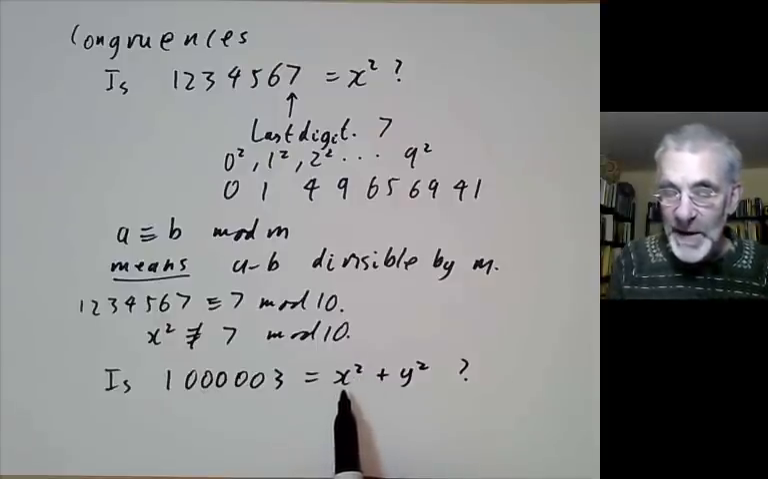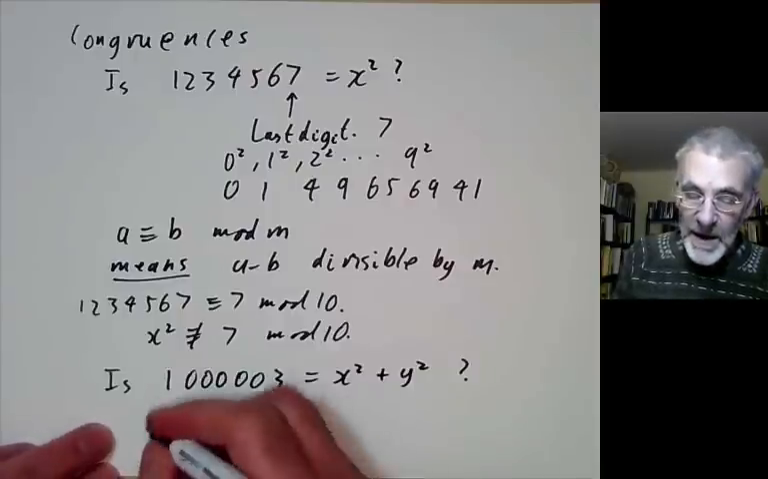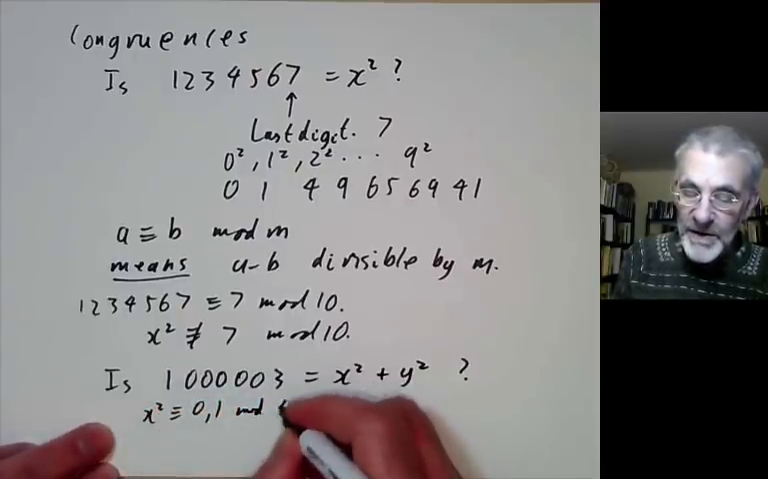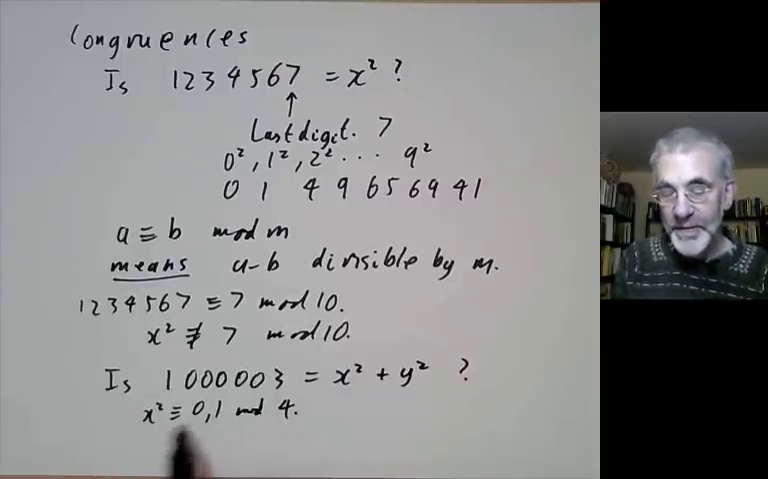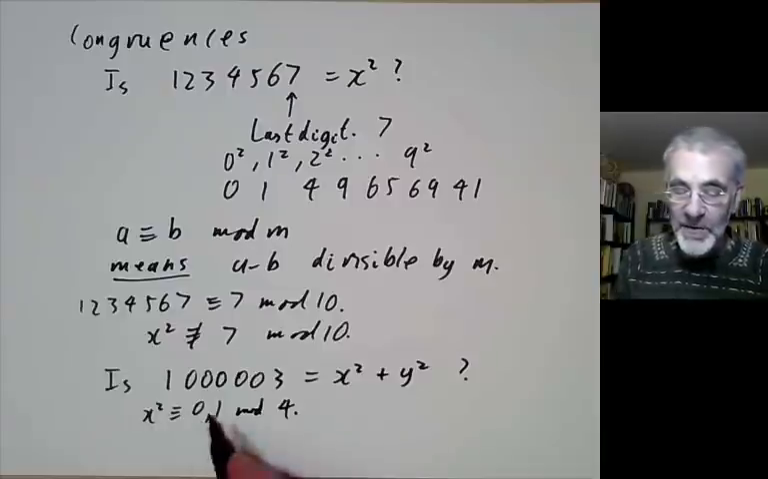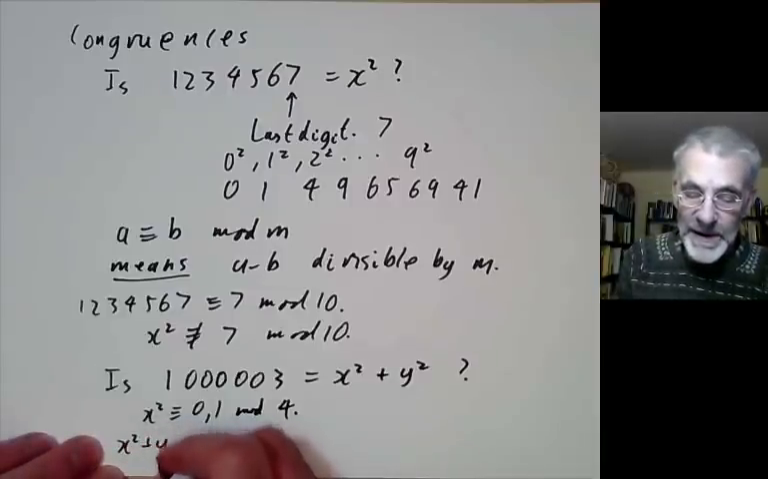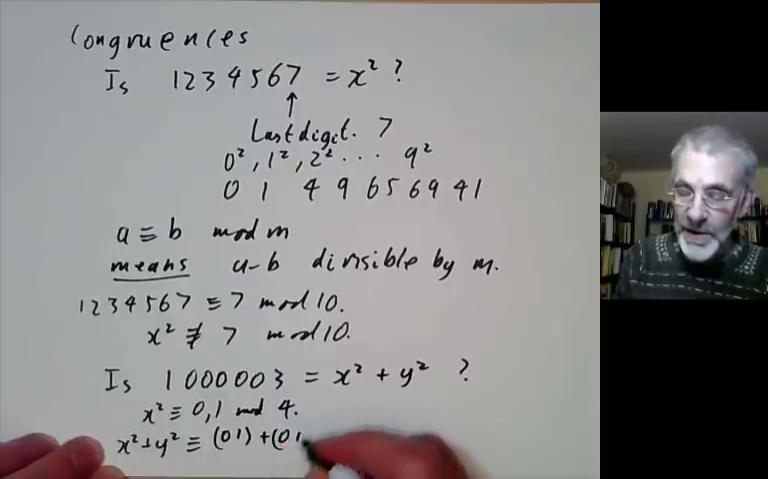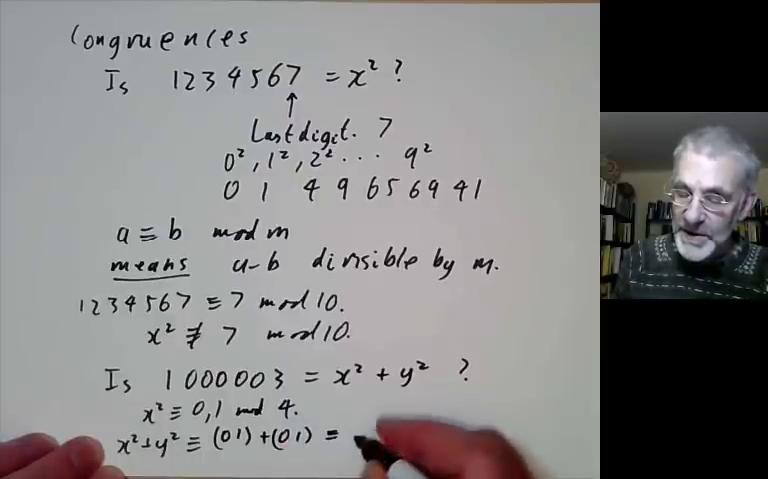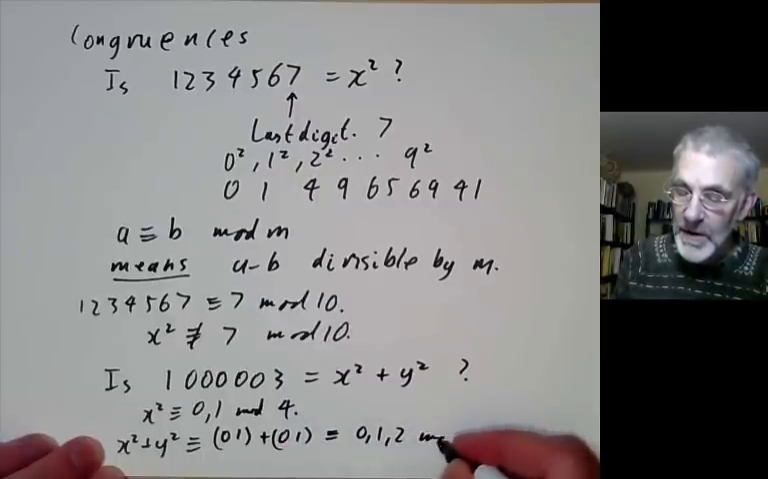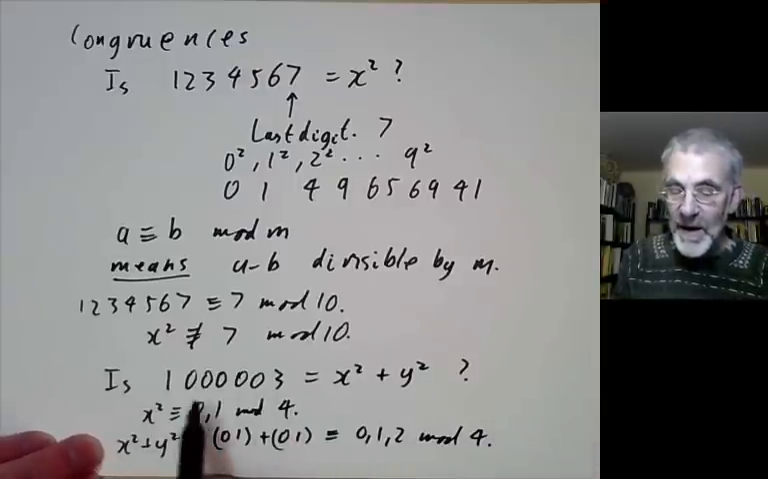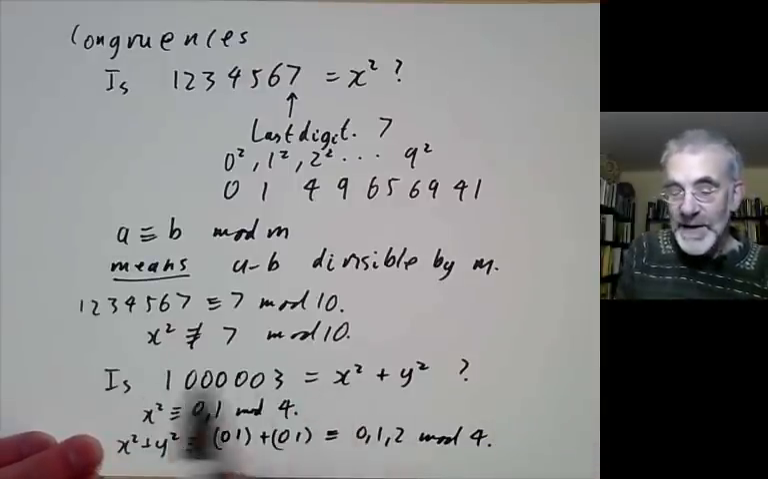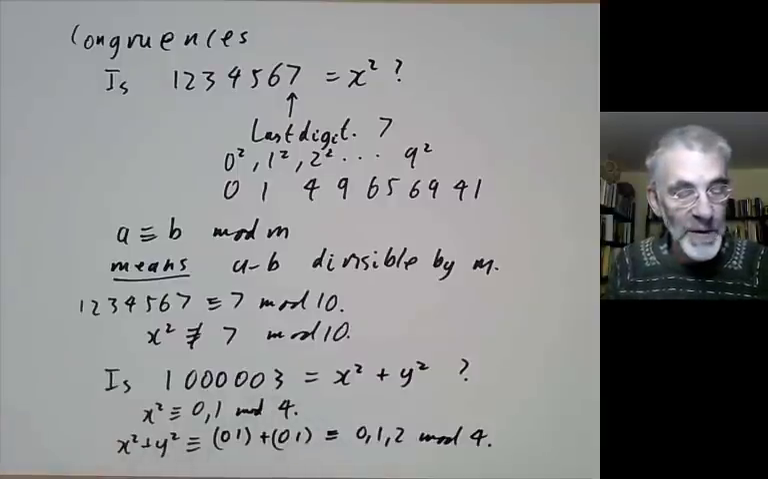However, there's a rather easy way to see this isn't possible, because we notice that x squared is congruent to 0 or 1 modulo 4. If you've got any square, you can check that its remainder is always 0 or 1. So x squared plus y squared must be congruent to 0 or 1 plus 0 or 1 mod 4, which is congruent to 0, 1 or 2 mod 4. However, 1,000,003 is not congruent to 0, 1 or 2 mod 4. So we can see very easily that you can't solve this equation.